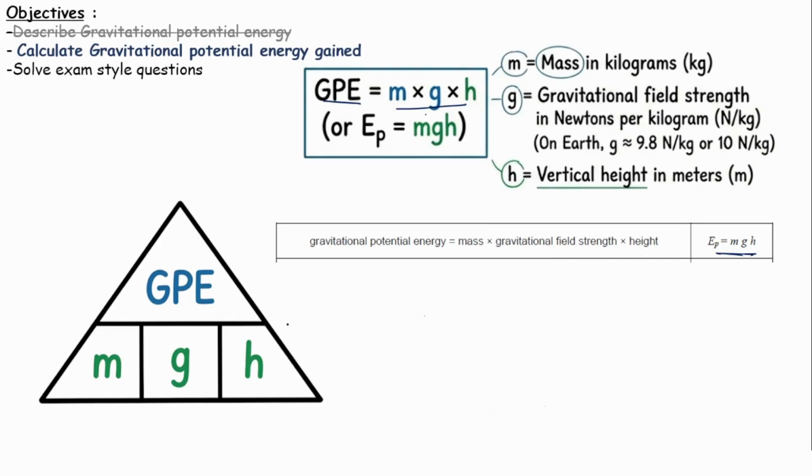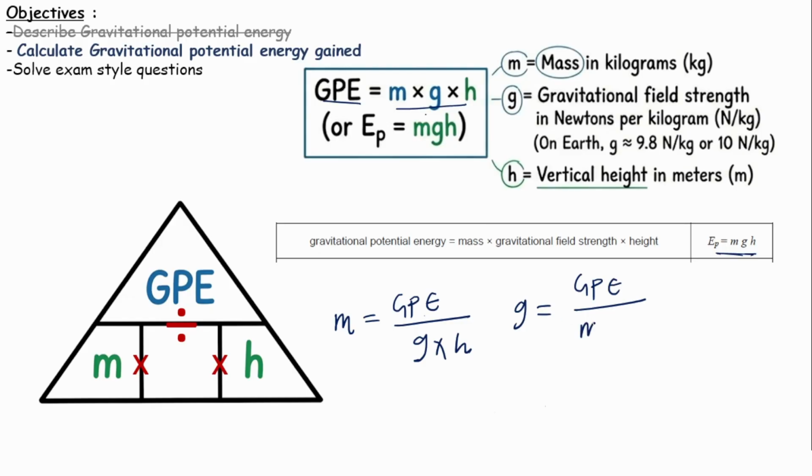Now, the triangle helps us rearrange the equation easily. If I want to find the mass, I cover the mass, or M, then I am left with GPE divided by G multiplied by H. If I want to find G, or the gravitational field strength, I cover G, then I'm left with GPE divided by mass multiplied by the height.